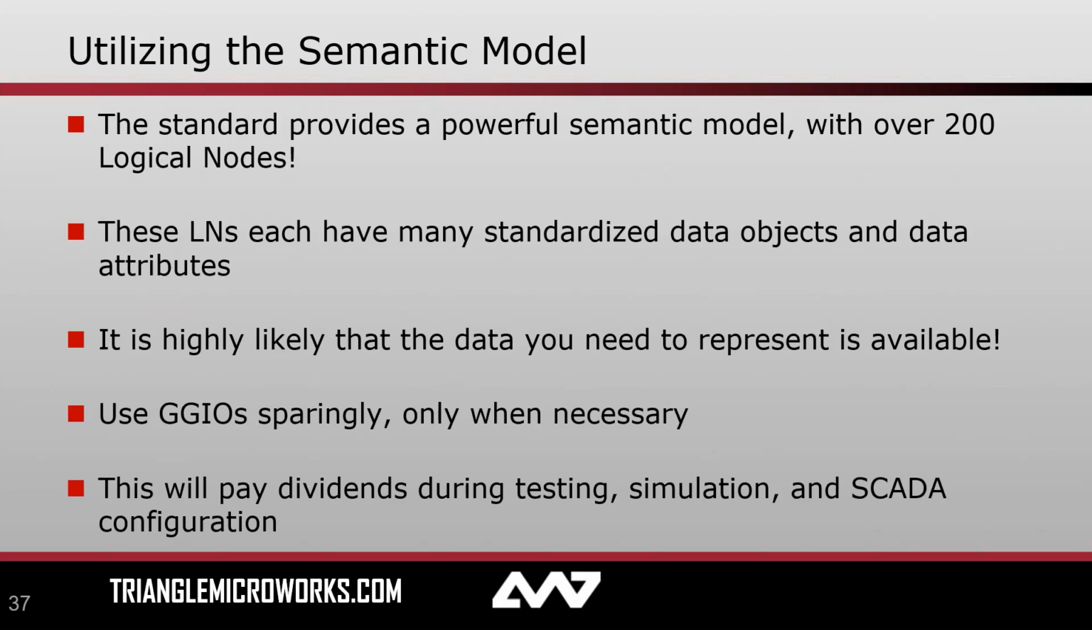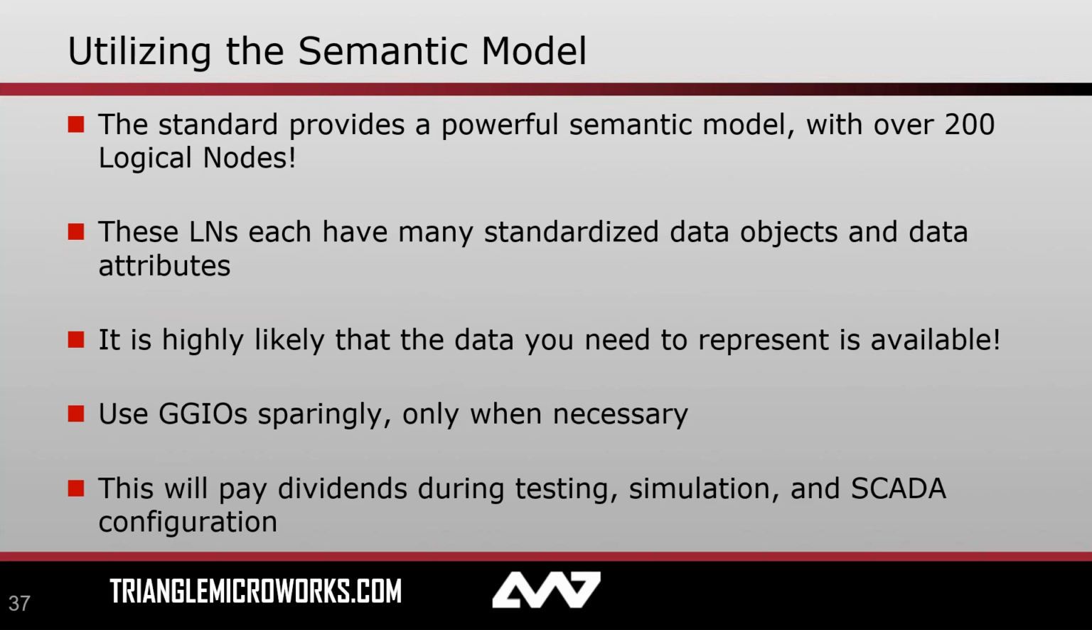So I'm not saying that you should never use GGIOs or that they have no place. GGIOs are generic logical nodes that can contain whatever data you want, but there's no semantic way to know what data is contained within that GGIO. I have to have some external documentation to know that a specific GGIO is a breaker status, as an example. Whereas if I included that in an XCBR.Pos.stVal data attribute, then I would know that it's actually a breaker status.